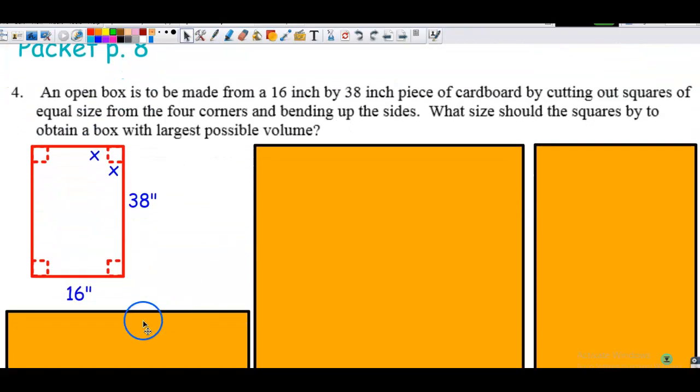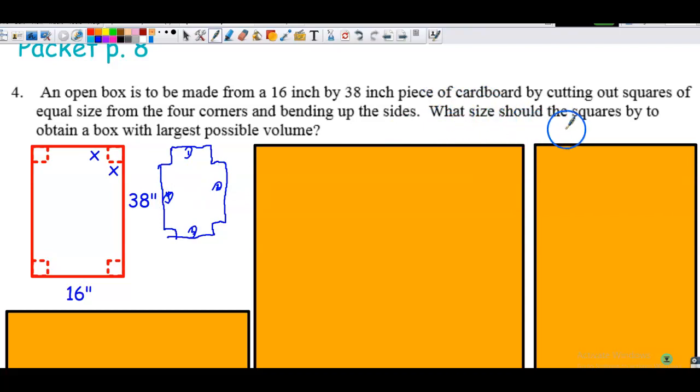So if you take a look, there's my 16 by 38 inch piece of paper. And I'm going to cut a square out of this corner, a square out of this corner, a square out of this corner, and a square out of this corner. So you would end up with something that looks sort of like this. So that square is gone, and that square is gone, and this square is gone, and the square is gone, like that. So now you have 4 flaps. This will be flap 1, a flap, a flap, a flap, and you could fold up the flaps and actually make a box. So that's what's going on.